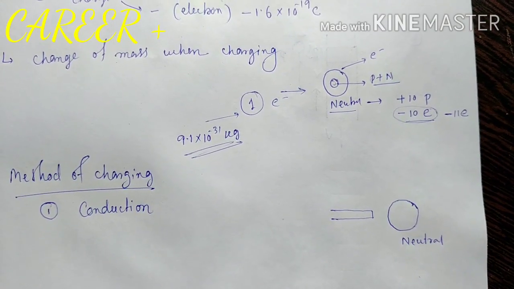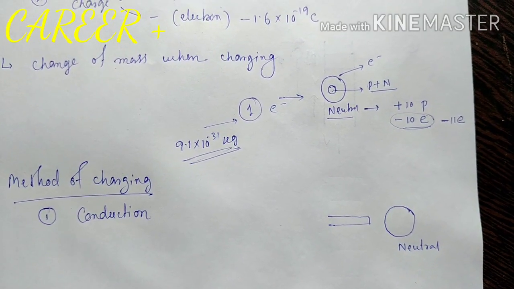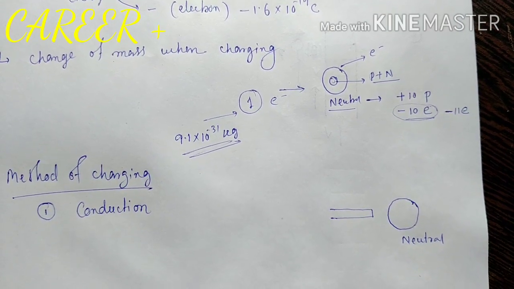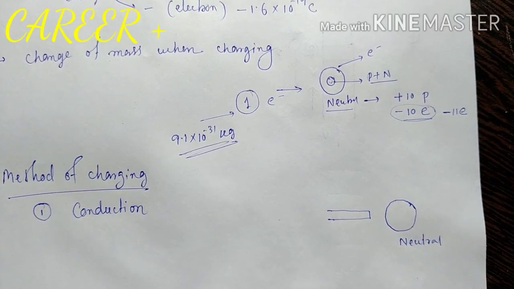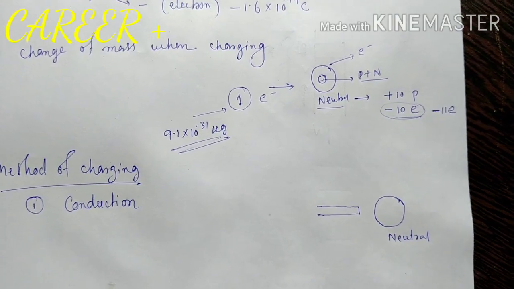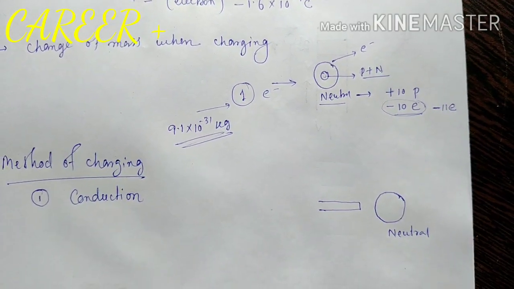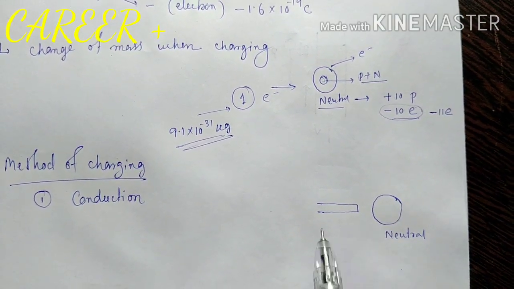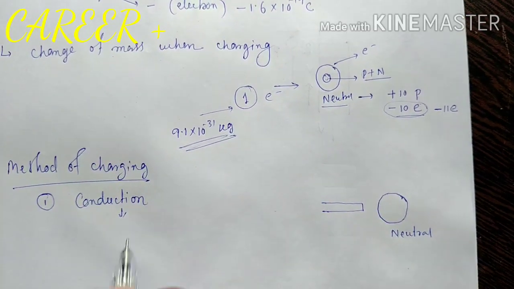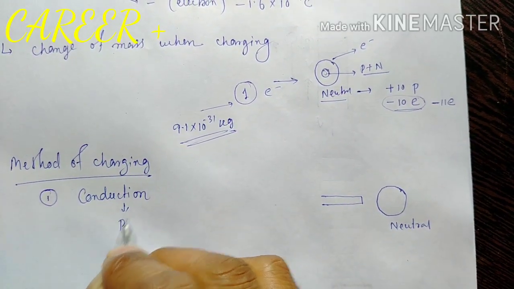Now let's discuss the methods of charging. There are three different methods of charging: conduction, induction and friction. So first take the example of conduction. Very easy one. In case of conduction, the most important point is physical contact.